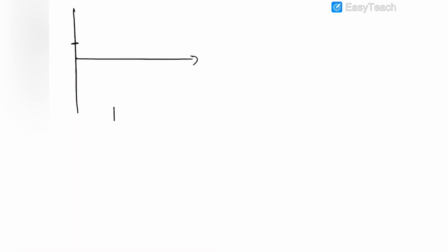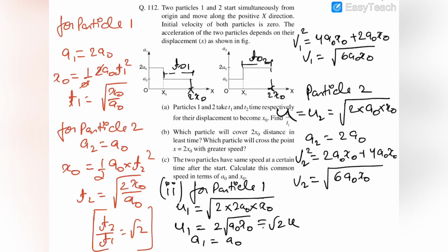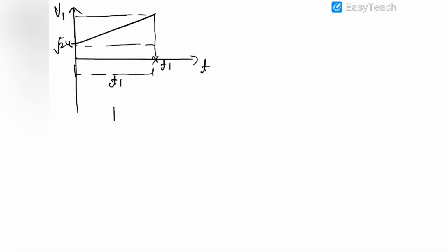So for particle 1, the initial velocity was root 2u, and the VT graph is a straight line, and the time taken by it to reach 2x naught is t1. So this time is t1, and this velocity, we have already written, is under root 6 a naught x naught. So we can say that it would be root 3u. So this velocity will be root 3u.